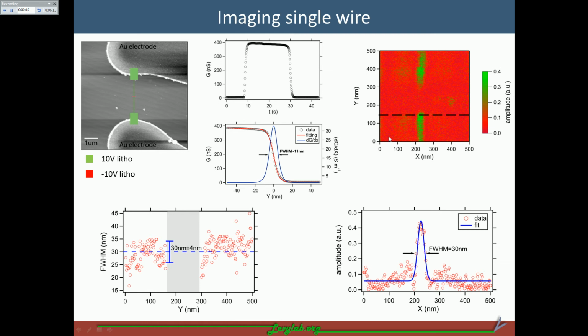If we extract the horizontal profiles as a function of the y-axis, we can plot the full width at half maximum as a function of the y-axis. From this statistical data, we can get the average width of the nanowires we created.